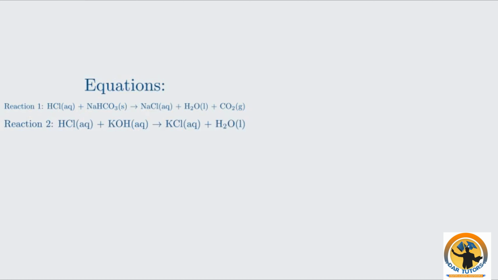Here are the two balanced equations. The first shows the reaction we want to analyze. The second shows the reaction we actually measure. Our strategy is to work backwards from the second reaction. We'll use the KOH titration data to find the moles of excess HCl.